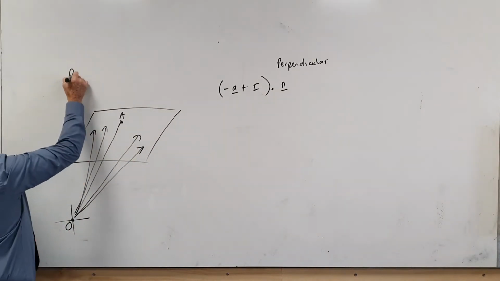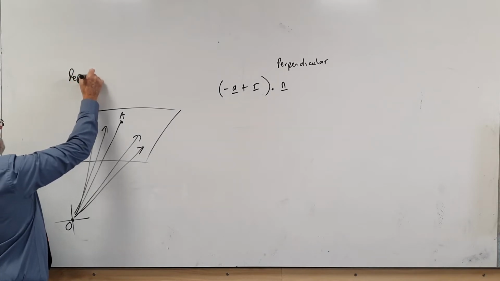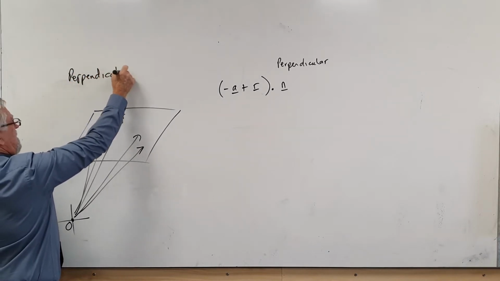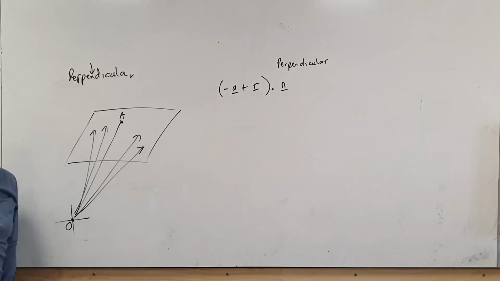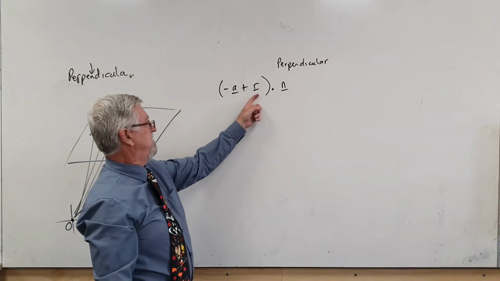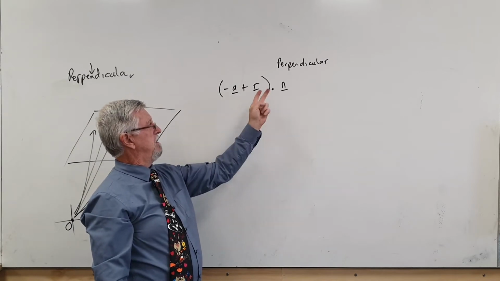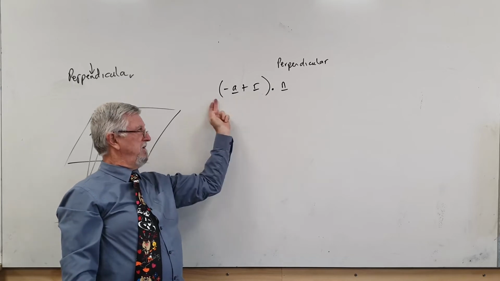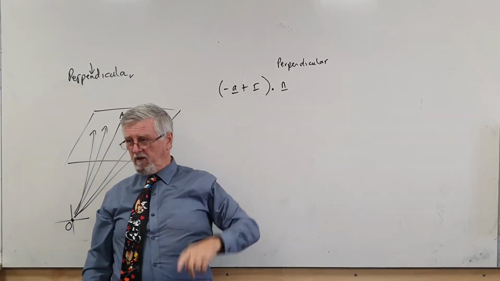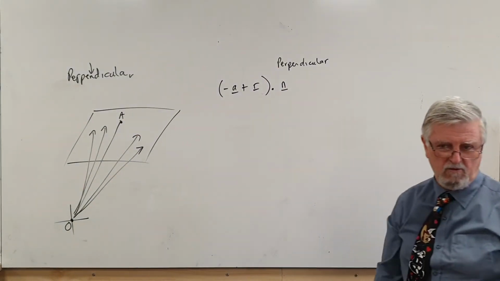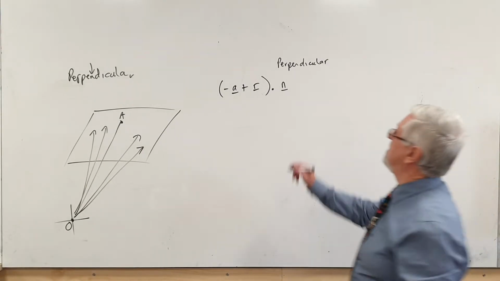I don't know why people use N, but they use R for any point, they use A for a particular point. What happens if I multiply a vector, or any vector, by its perpendicular? What do I get? Dot product, not cross product. 0.